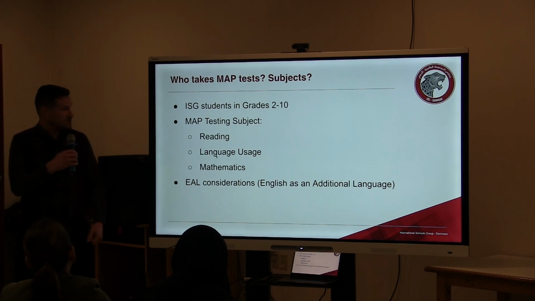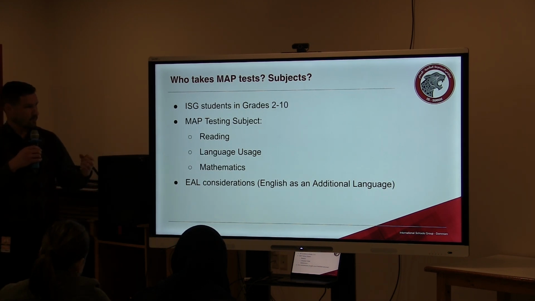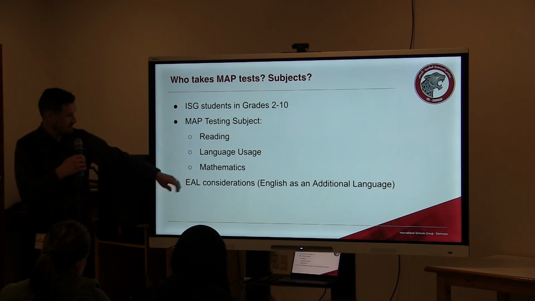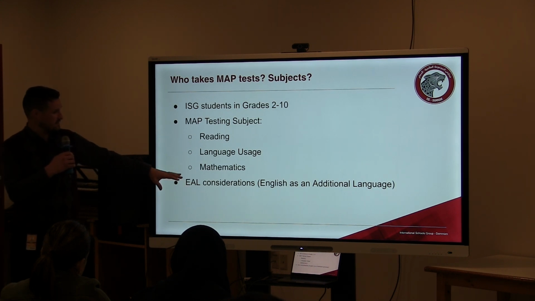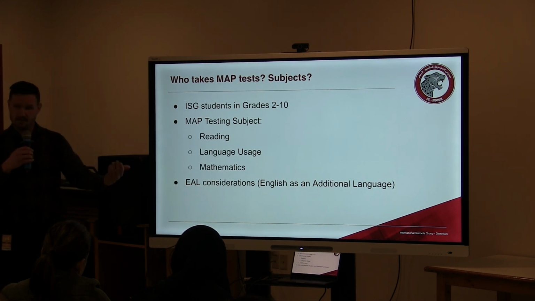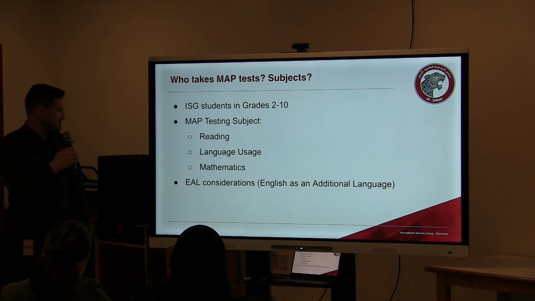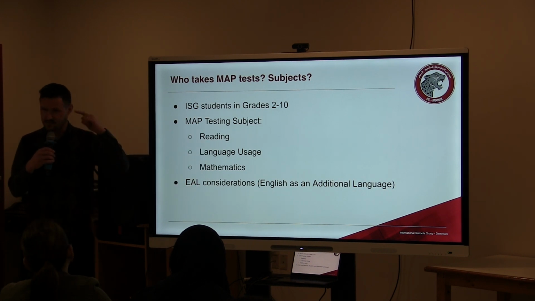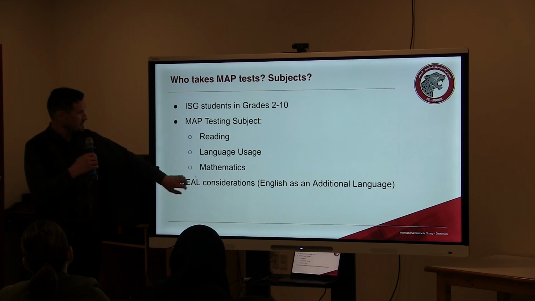So throughout ISG and all of the American schools, we are testing for grades 2 through 10 in reading, language usage, and mathematics. And some of our considerations are for students that are EAL, learning English as their second language or third language. So when we look at these scores, we will also take into consideration other aspects about that child. So all 3 of these.